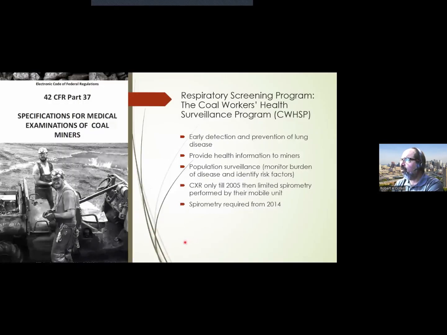The respiratory screening program for the coal workers is probably one of the largest and best surveillance programs for a workforce in the United States, because it is a federal program and it works very well to help us identify and prevent lung disease in this population. And then it provides that information back to the miners.